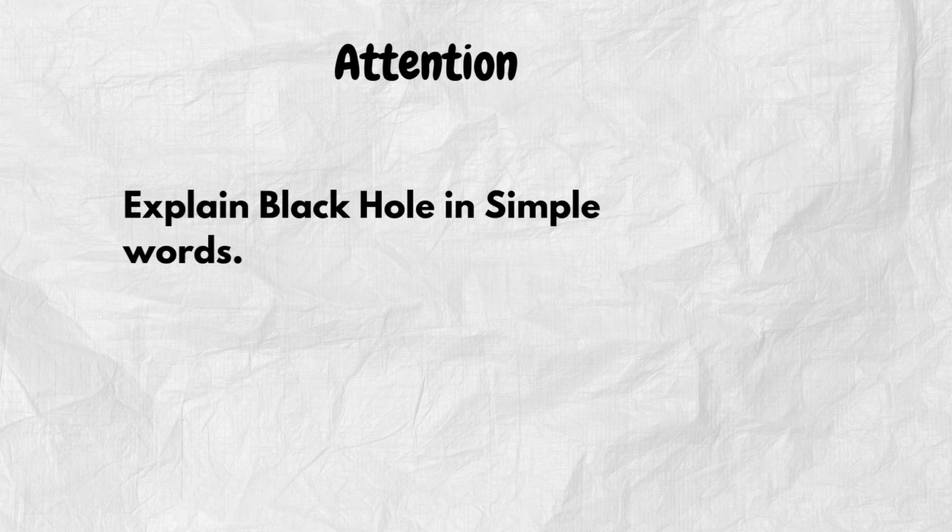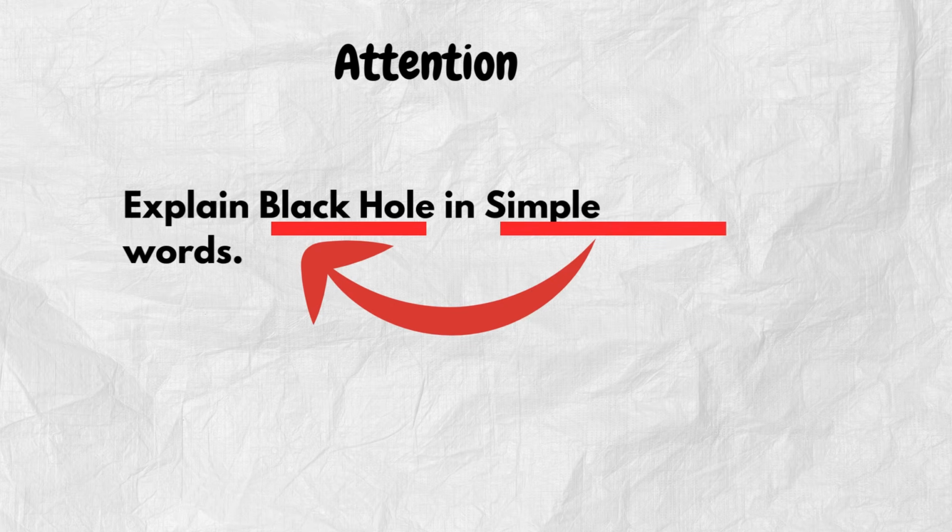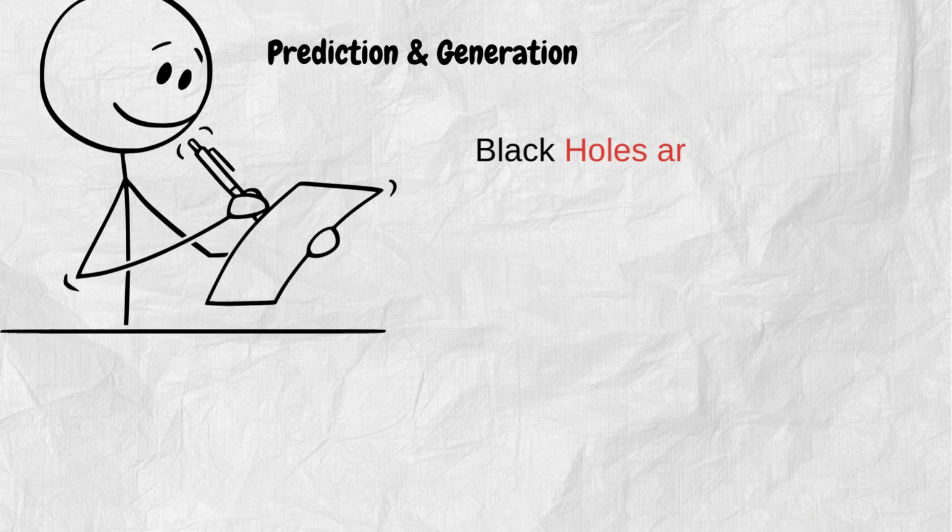Now the model uses attention to figure out which words matter most. In "Explain black holes in simple words," it focuses on "black holes" and "simple" to know that you want an easy explanation. Finally, the model predicts the next word over and over, like filling in the blanks, until it forms a full response.